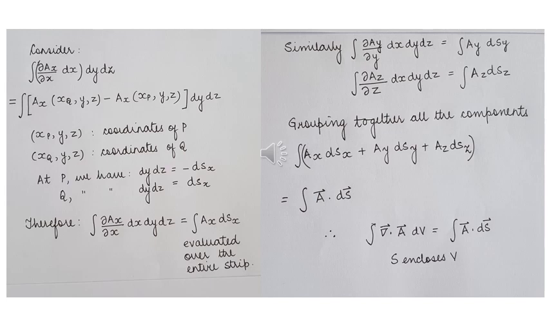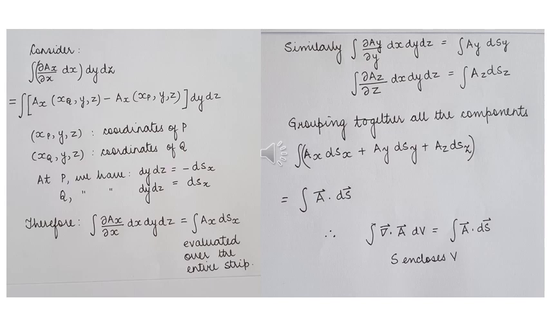x, p, y and z are the coordinates of the point P, and x, q, y and z are the coordinates of the point Q. At P we have dy dz equal to minus dsx. At Q we have dy dz equal to dsx. The minus sign at P comes because the outward drawn normal is in the negative x direction. So now we write the integral of ∂Ax/∂x dx dy dz as the integral of Ax dsx, which has been evaluated over the entire strip given by SP SQ.